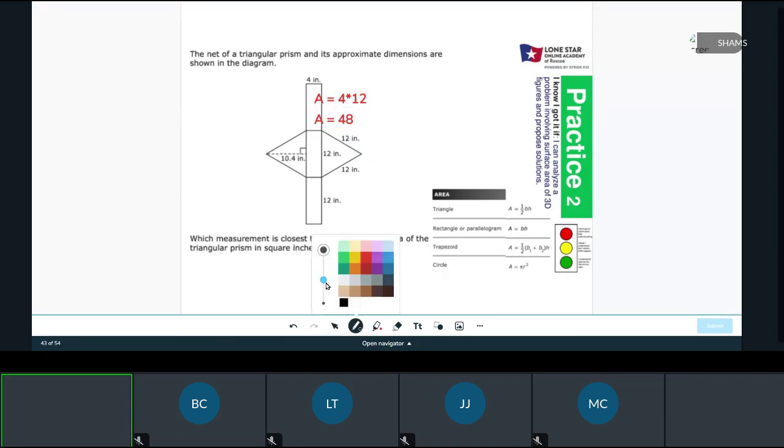Then let's go ahead and figure out the area of the triangular part. All of these rectangular parts are 48. They're all congruent rectangles. Let's figure out the area of the triangular parts, right? Let everybody get started. Go ahead, show me how you'll find the area of the triangular part.